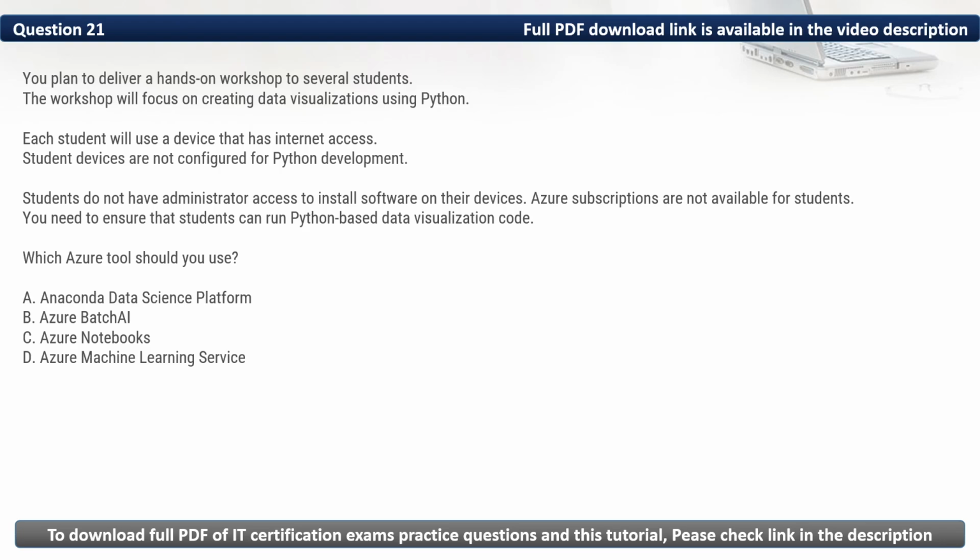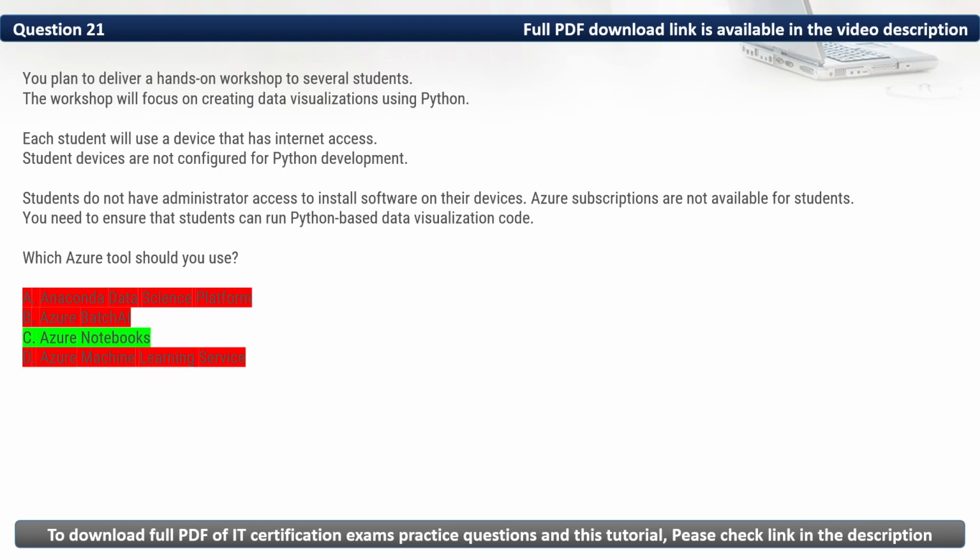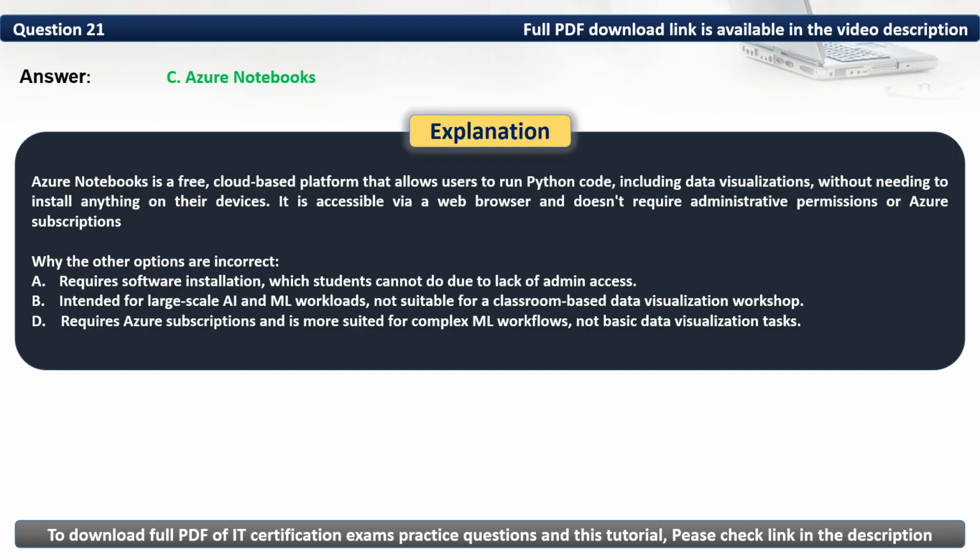As such, the Azure tool that we should use is Azure Notebooks. Thus, the correct option is C. Azure Notebooks is a free, cloud-based platform that allows users to run Python code, including data visualizations, without needing to install anything on their devices. It is accessible via a web browser and does not require administrative permissions or Azure subscriptions.